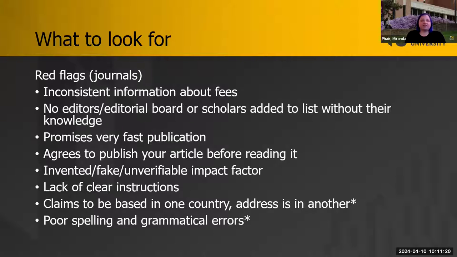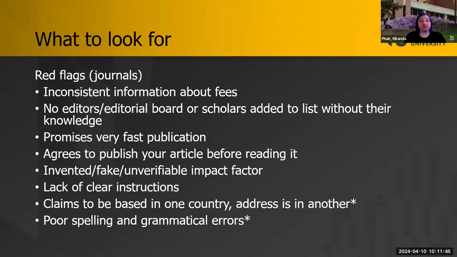So I have a few lists of what to look for generally. I have them split into red flags and green flags. I have some for journals and some for conferences. And then I have things that are positive that you do want to find. For this list of red flags, if you do find it, that's bad. If you don't find it, that's good. And then it's the opposite with the green flags list.